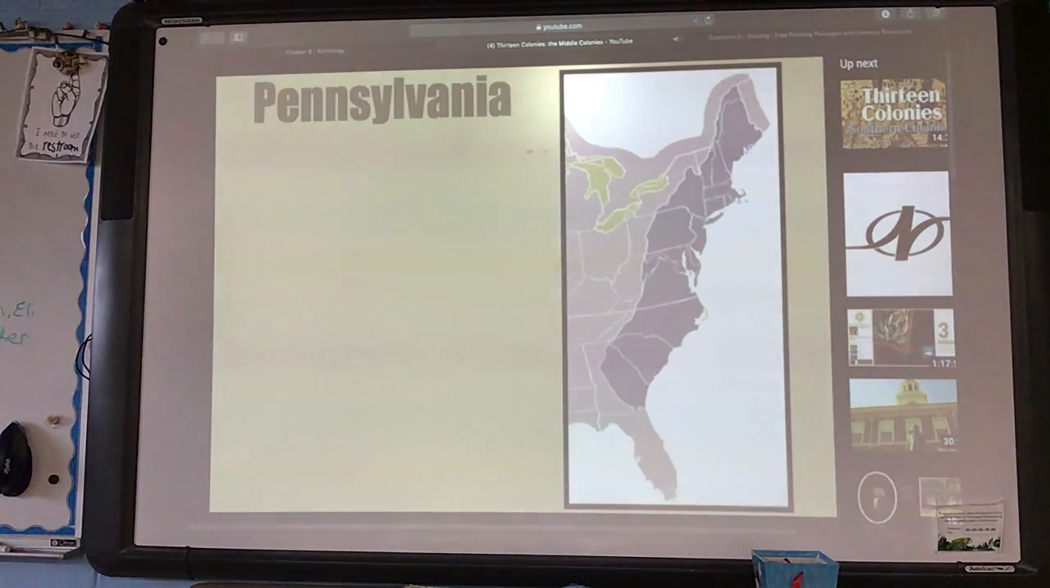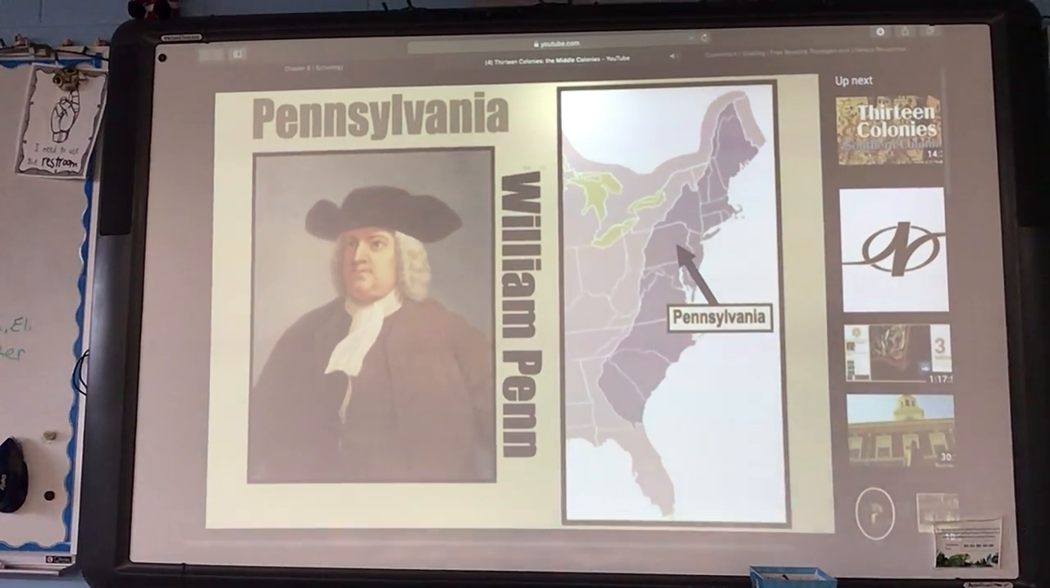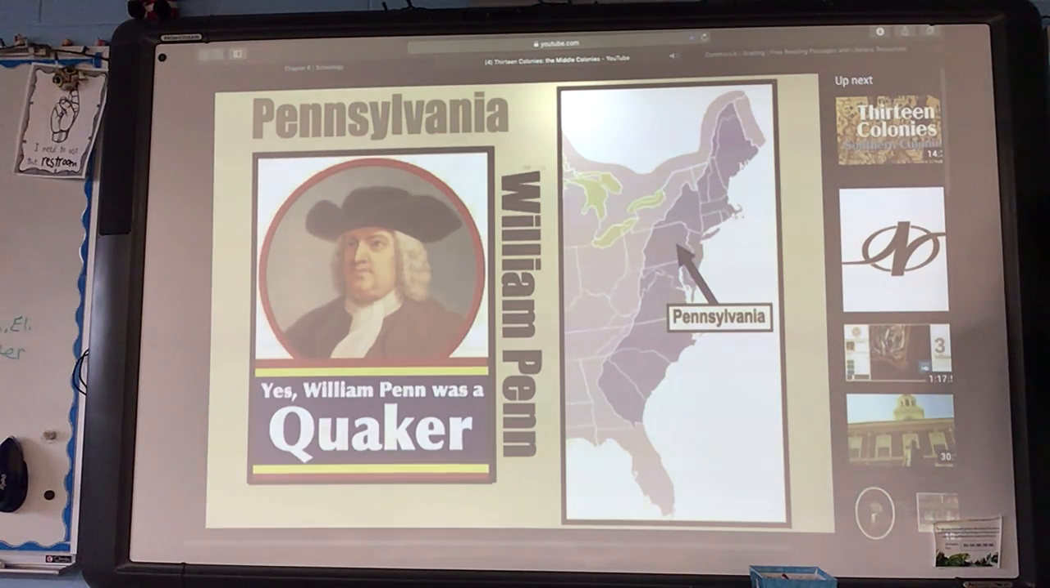Now, let's switch our focus and talk about another colony, which is Pennsylvania. And whenever you talk about Pennsylvania, you have to talk about a man whose name is William Penn. And inevitably, when I talk about William Penn, I have at least one student who asks me, Mr. Zoll, is that the guy from the Quaker Oats box? And I actually had to go look this up. The answer is no. The Quaker Oats guy is not William Penn, but William Penn was a Quaker. And that's why the two of them look so similar.